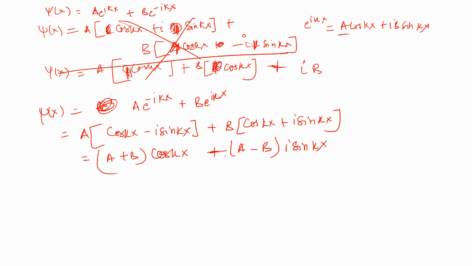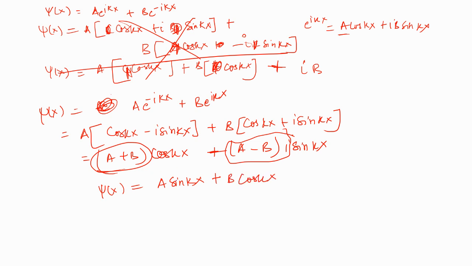Any problem? Then this I can write as A sin kx, and A plus B as a cos kx. This is a constant, don't get confused. I can also write it as A dash. A plus B is equal to A dash, and A minus B is equal to B dash. It's just a constant.